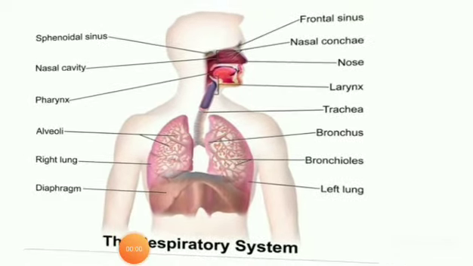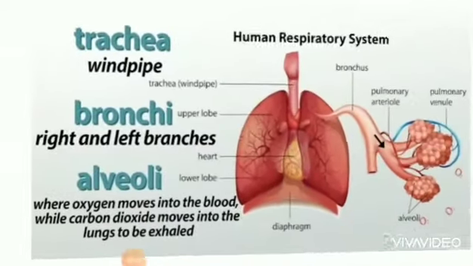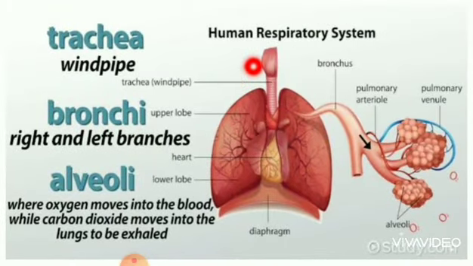Do you understand, children? Next, the windpipe. After passing through the nasal cavity, the air enters into the pharynx. Then it goes into the trachea or windpipe, which is an elastic tube extended down the length of the neck and partially into the chest cavity.